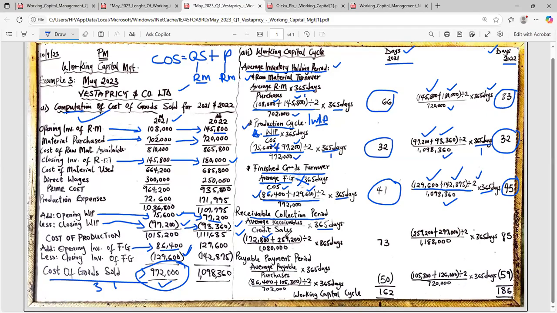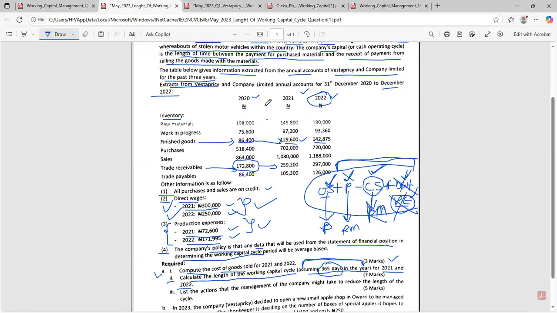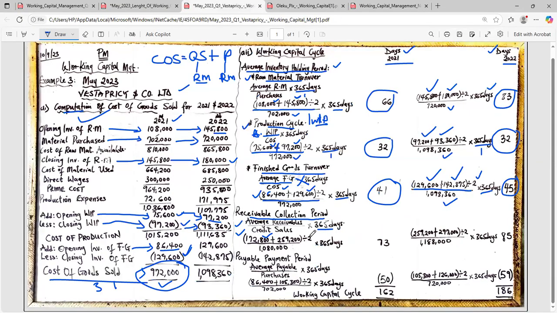Secondly, our closing for 2021 is 259,200. Let's confirm. For 2021, our closing will be the same figure under it, 259,200. Then divided by 2, because it's average, then divided by credit sales.